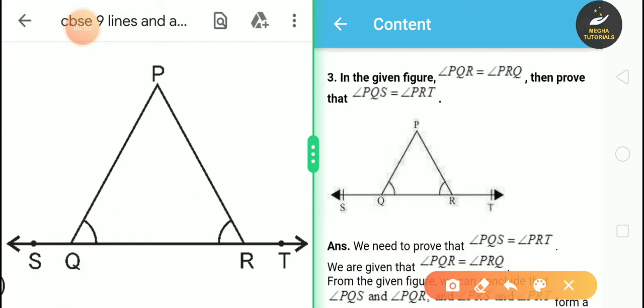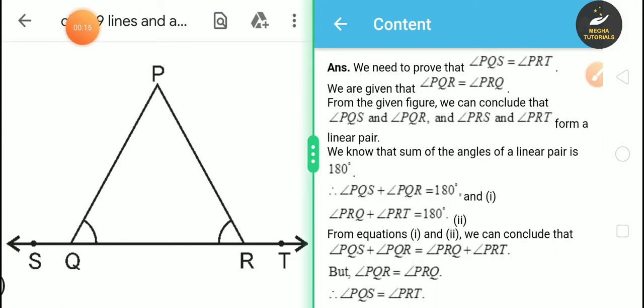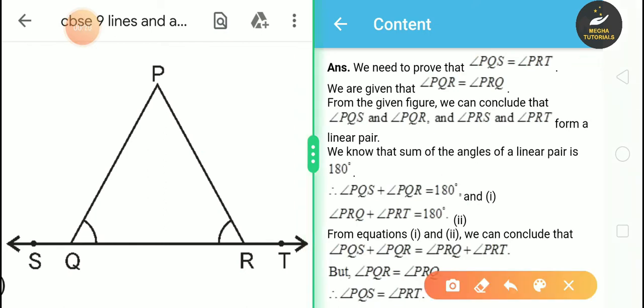Question 3. In the given figure, angle PQR is equal to angle PRQ. Then prove that angle PQS is equal to angle PRT. So please see the solution. It is given that PQR is equal to PRQ, and we need to prove that PQS is equal to PRT.